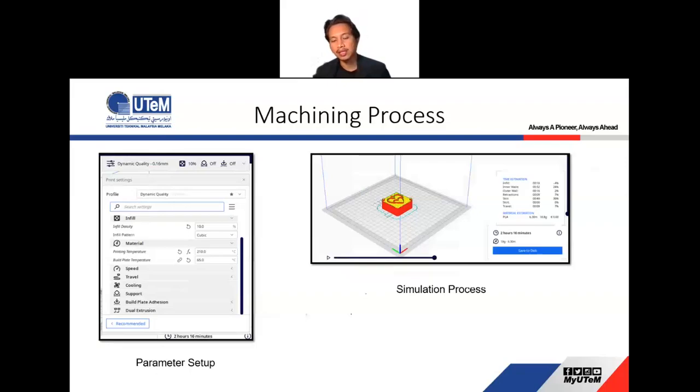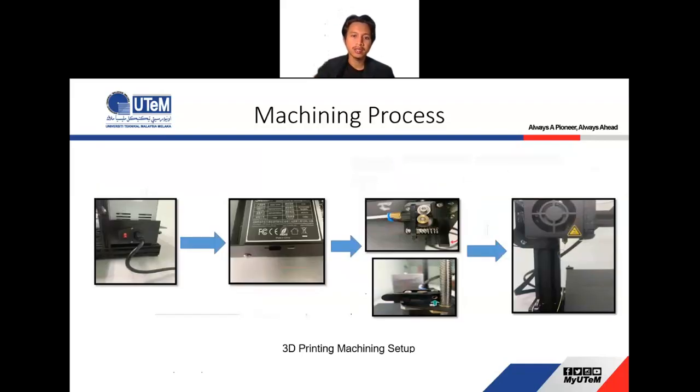And as you can see on the right side, you can see the simulation process and the time estimation for making the prototype design, the time it takes, how much material it uses and how much filament. Okay, so as you can see, this is the step-by-step process of the 3D printing machining.